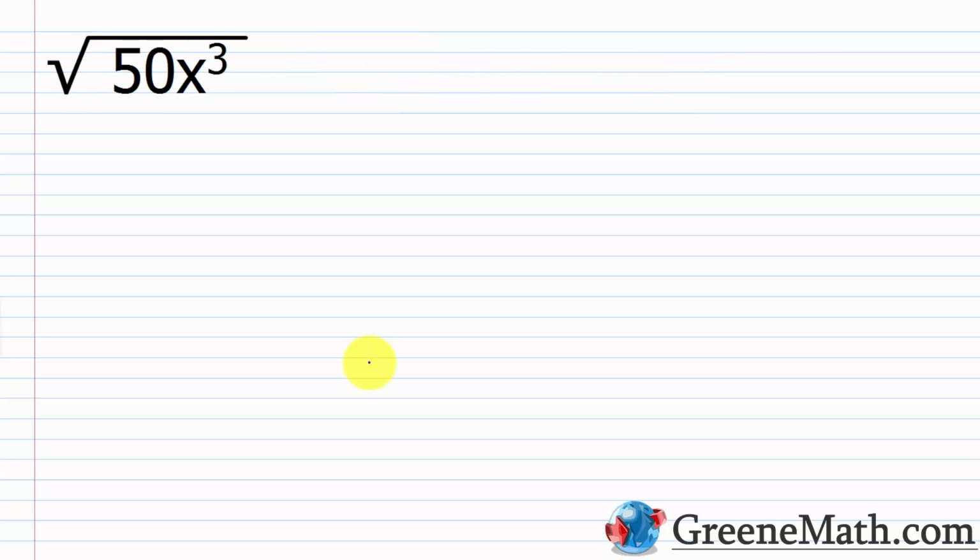All right, so for the next one, we have one with a variable involved. So we have the square root of 50x cubed. So the square root of 50 is very easy to simplify. We pretty much mastered that at this point. We should know that 50 is 25 times 2, and 25 is a perfect square. So I could write this as the square root of 25 times the square root of 2. Pretty simple. We know that the square root of 25 is just 5. All right, but we need to deal with this part right here.